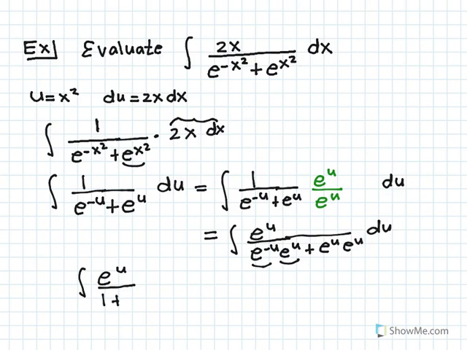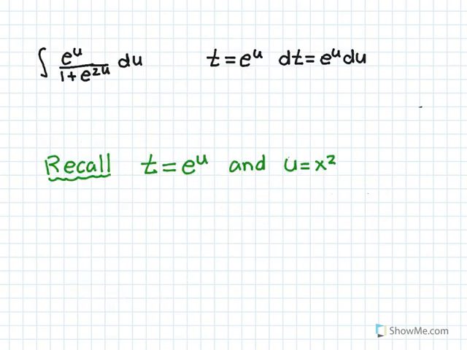So 1 plus, and in this case, e to the u times e to the u, the bases are the same. We add the exponents, we get e to the 2u, integrated with respect to u. We're going to need to do another substitution. So what we have is the integral of e to the u divided by 1 plus e to the 2u du.